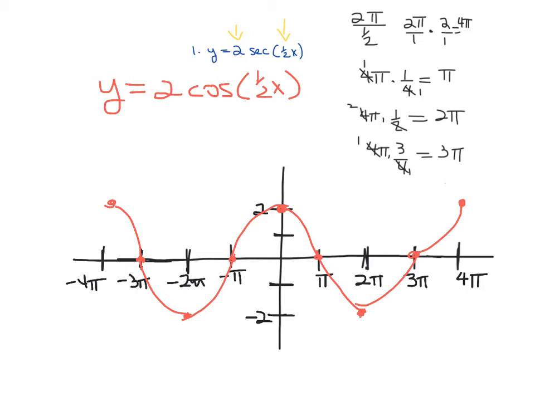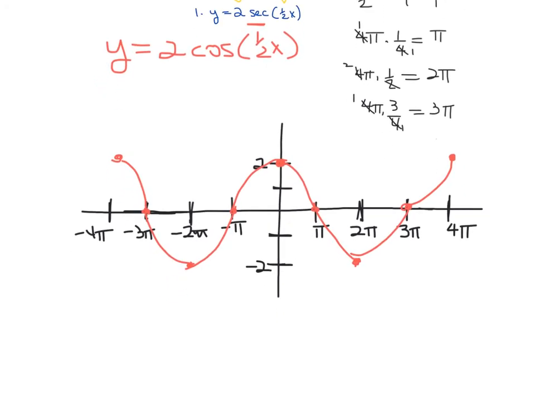So now to remember to make the secant graph, we're going to add in the asymptotes. So they're like our guidelines or our walls. So I'm going to go ahead and draw an asymptote here. I'm going to do it in blue.